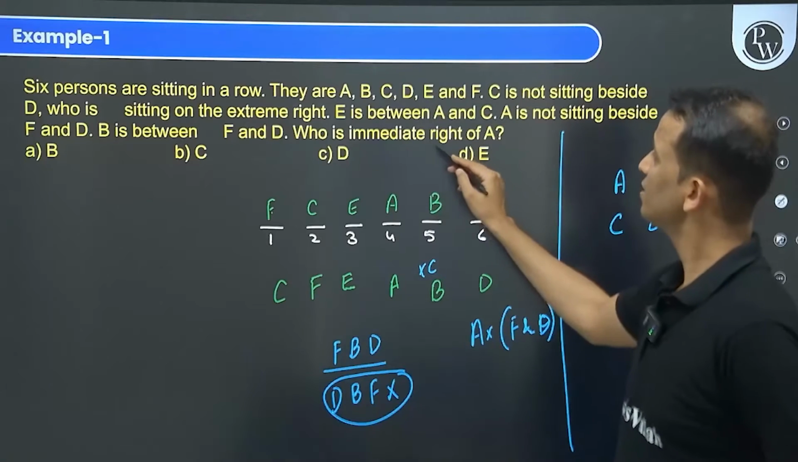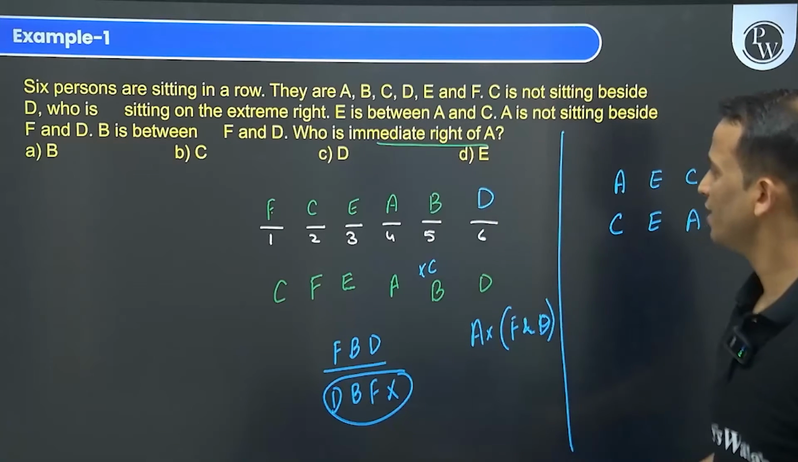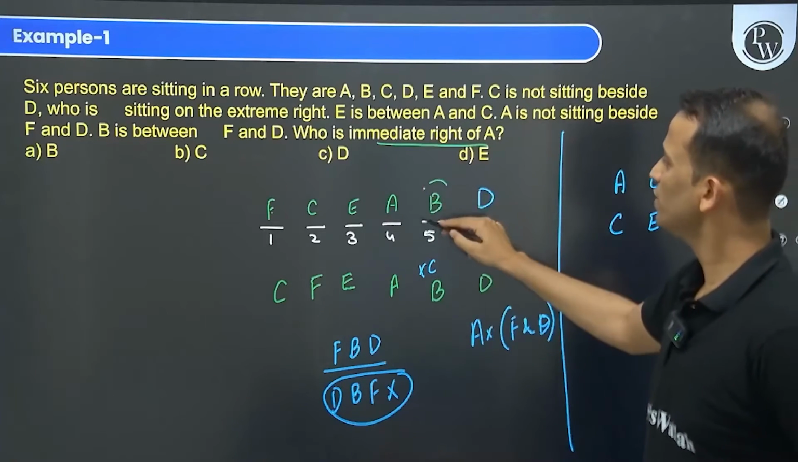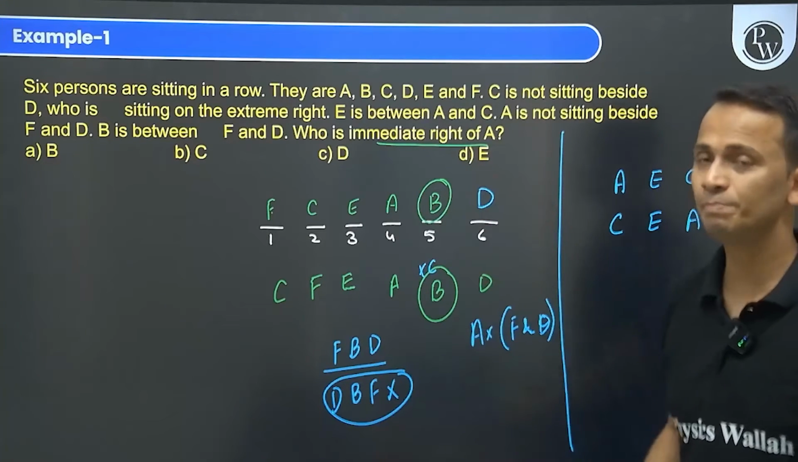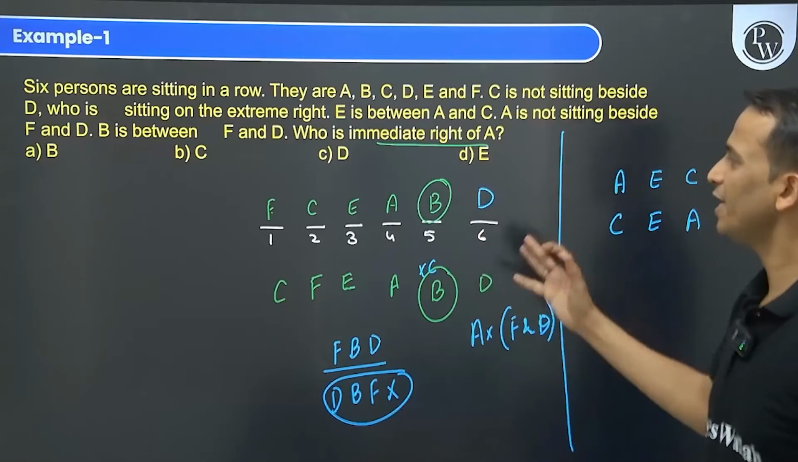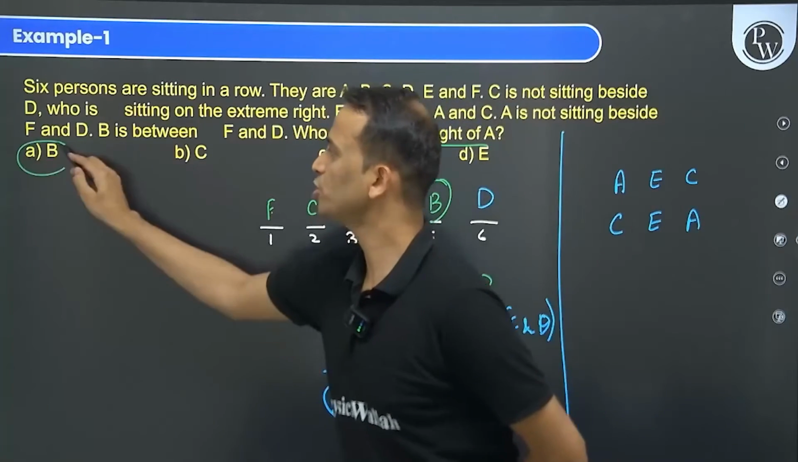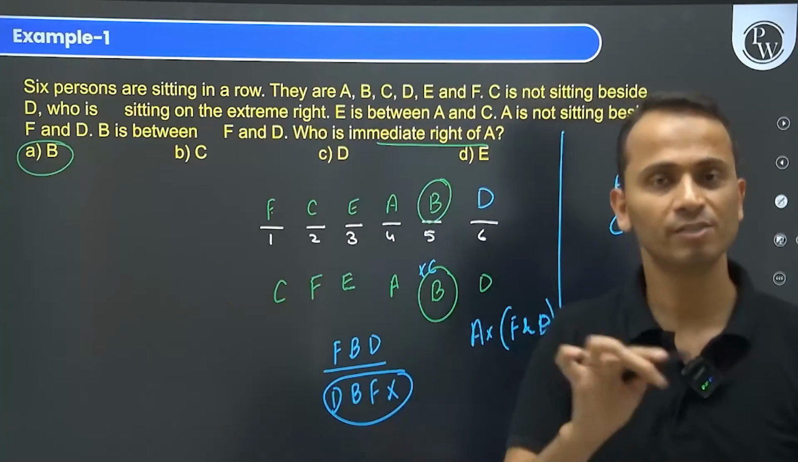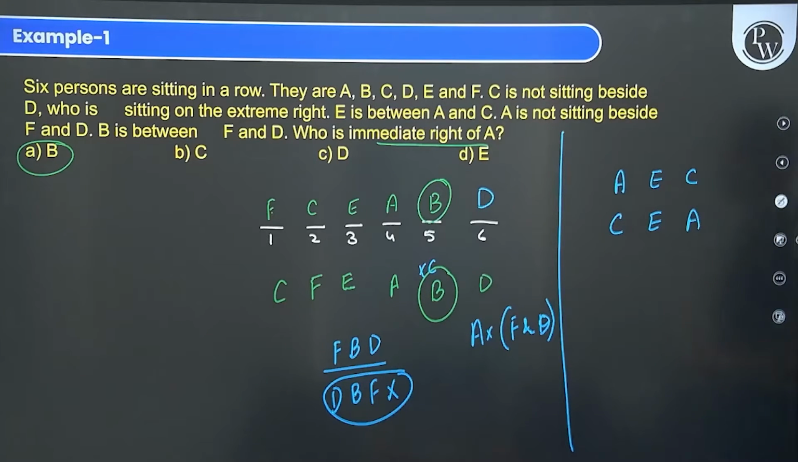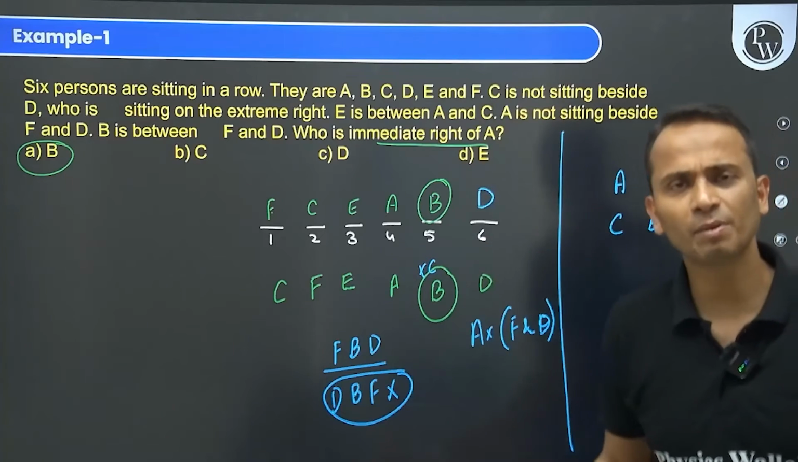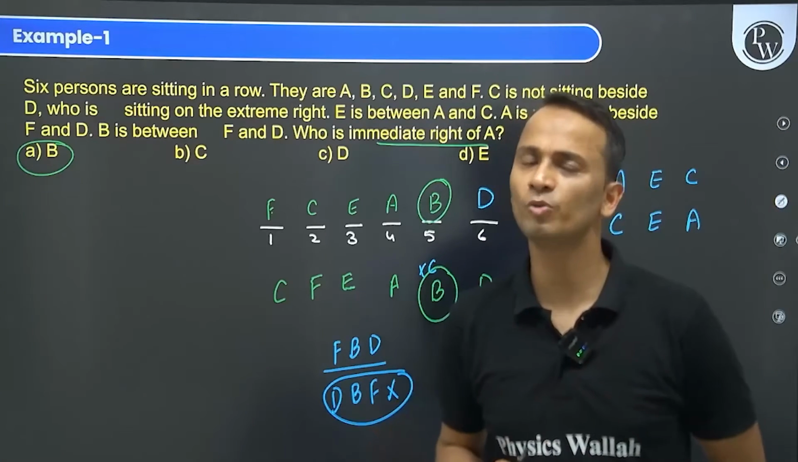Now, who is sitting immediate right of A? Now, immediate right of A, you will see that there is only one possibility, is B. B हमेशा immediate right of A होगा. So option A, that is B, will always be correct. Okay, clear? So this will be the correct answer. Even if you will have multiple possibilities, answer will be a unique answer.